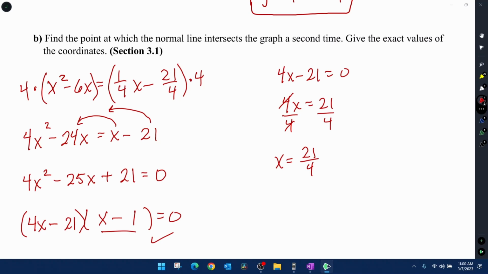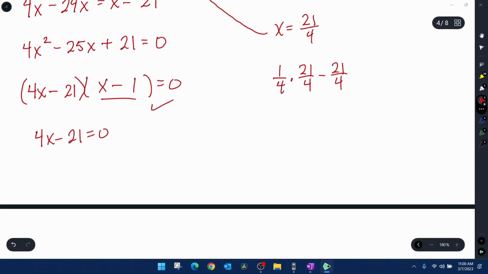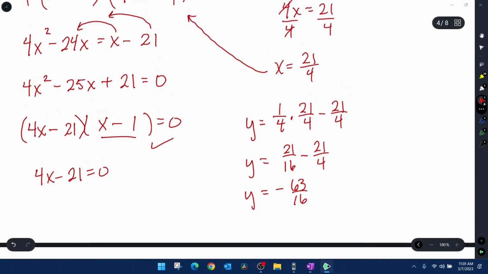Normal line equation? The normal line equation or the function. You can plug it in either one. Right, so I can plug this into the normal line equation, and that's going to give me what y is, which is going to be 21/16 minus 21/4. Do you have a scientific calculator that you can simply do that on? -63/16.